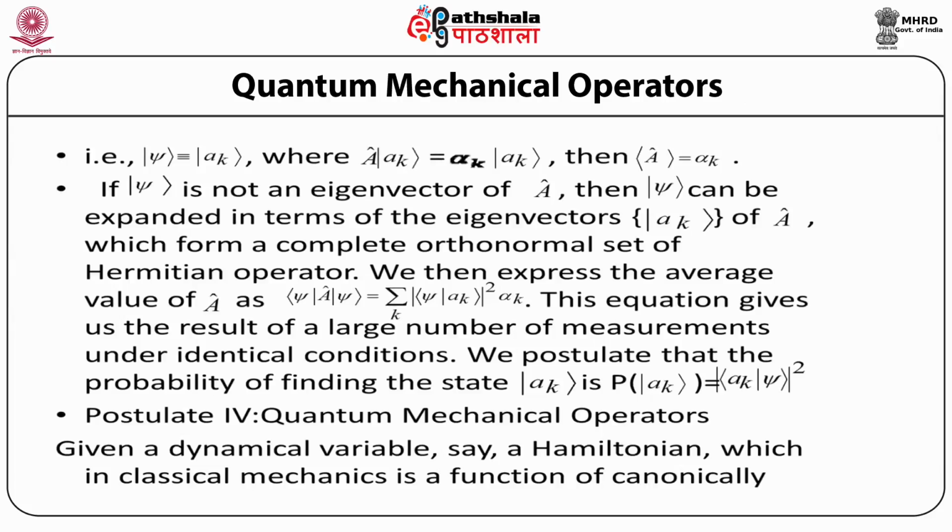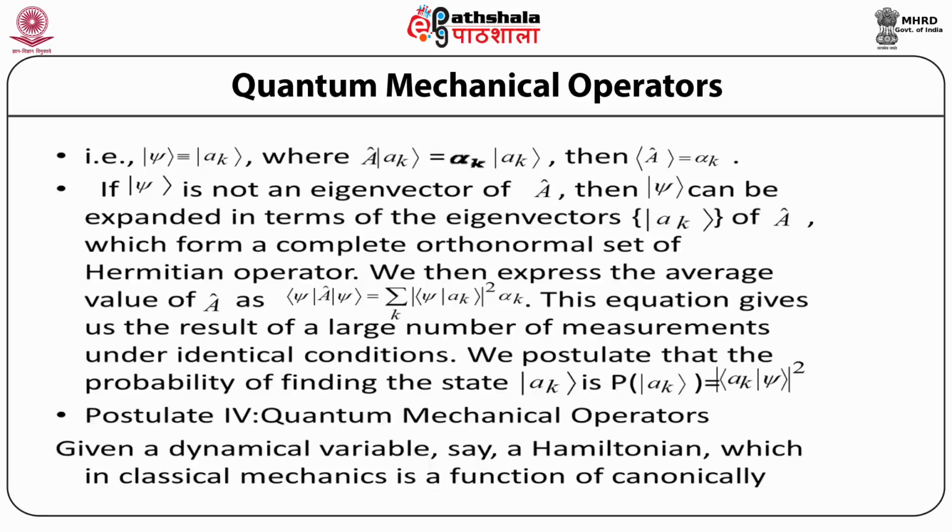Now, continuing in postulate 3, that is the measurement postulate, we see that in case the ket vector psi is an eigenvector of the operator A, that is, ket vector psi is equivalent to the eigenvector ak, where operator A acting on the ket vector ak is equal to eigenvalue alpha k times the ket vector ak, then the expectation value or the average value of the operator A is equal to alpha k, that is the eigenvalue of the state.